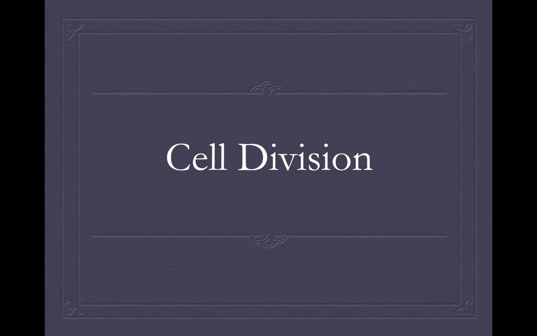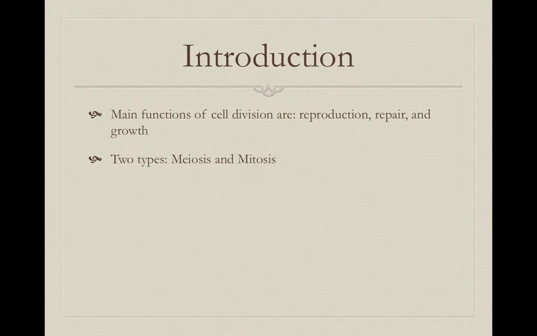So today I'm going to be talking about cell division, and this is another key idea that comes up in the AP Bio test a lot. So just a quick introduction about cell division. The main functions of cell division are reproduction, repair, and growth. That's what it's mainly used for. And there are two types of reproduction, meiosis and mitosis.